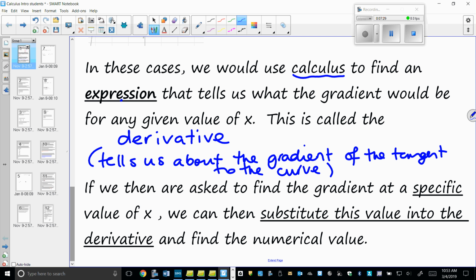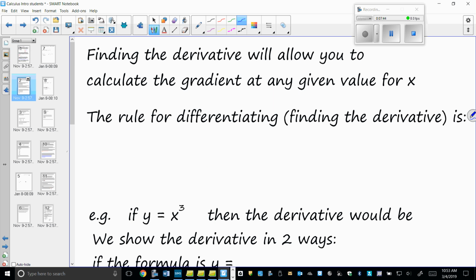Okay, so do we understand the concept of calculus or differentiation as we're looking at it? We're trying to find what the gradient is of a function at different points. Okay? So, finding the derivative will allow you to calculate the gradient at any given value for x. The rule for differentiating.